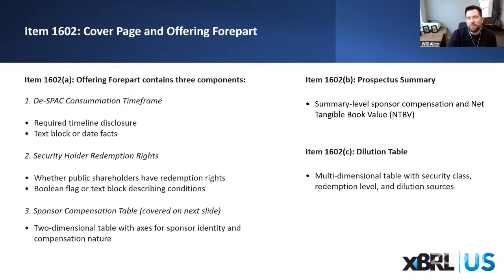In Item 1602A, that sets out the foundational disclosures. 1602B provides a shorter summary version of the prospectus summary section, so it's like A, but a little bit shorter. And 1602C shows the full dilution picture across different redemption scenarios. So there's quite a bit of disclosure going on here for the different ways the redemption scenarios could play out. So next slide, please.